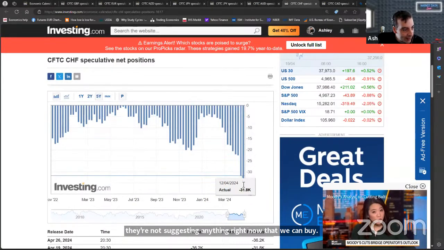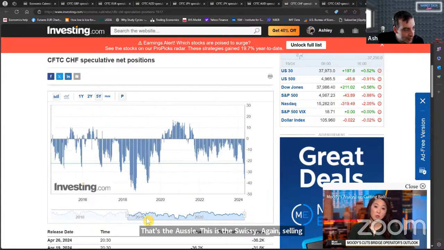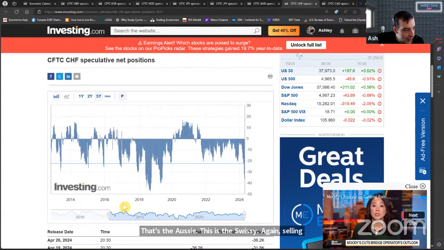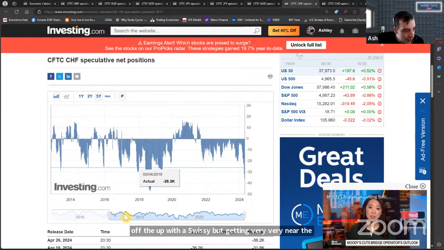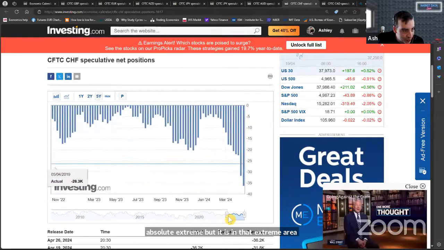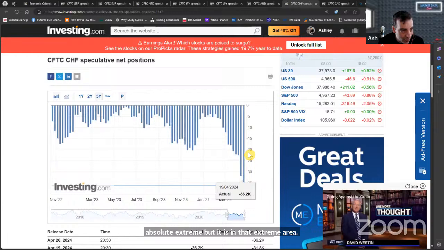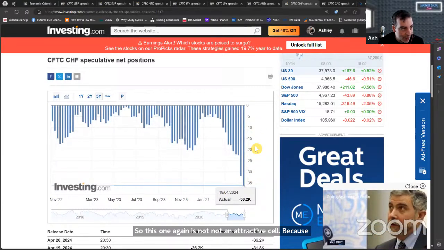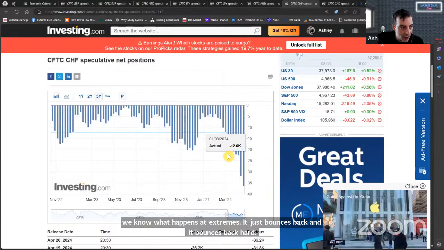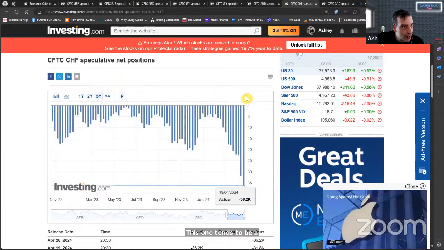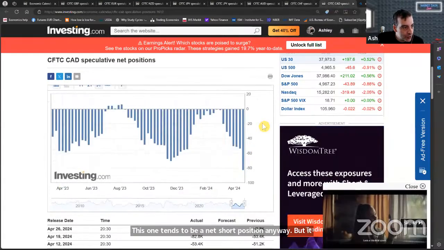Again, selling off with the Swissy, but getting very, very near the absolute extreme, but it is in that extreme area. So this one again is not an attractive sell, because we know what happens at extremes. It just bounces back, and it bounces back hard. This one tends to be a net short position anyway, but it is very, very low down here. So Swiss is not great.